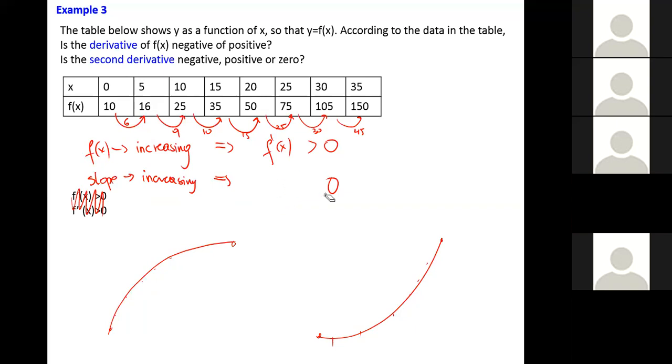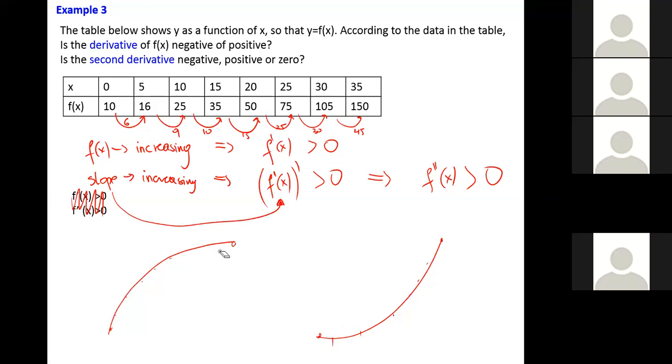The second derivative is positive, because slope means this. If the slope is increasing, its derivative is positive. And the final output, of course, is the second derivative. Okay, that's how we can look at this. And that's actually slope, the inside value.